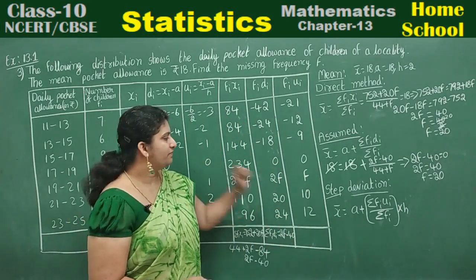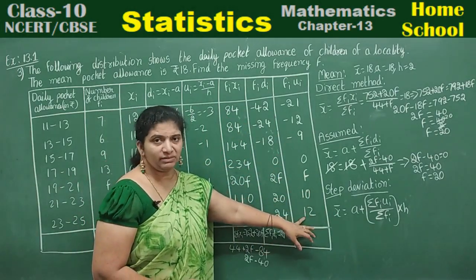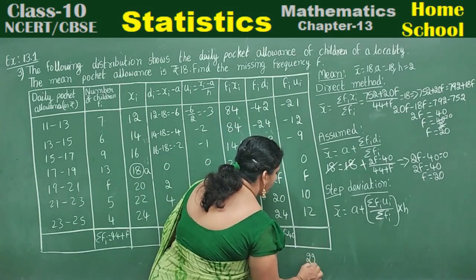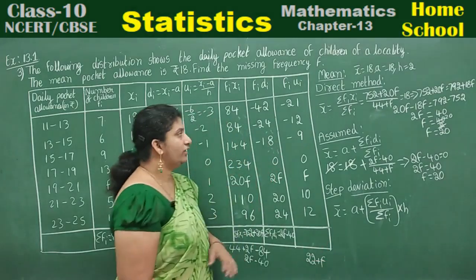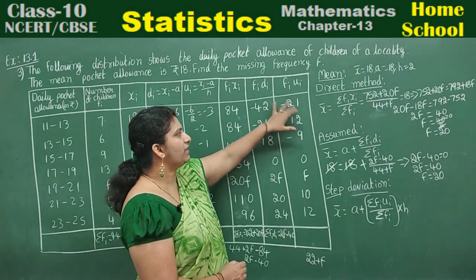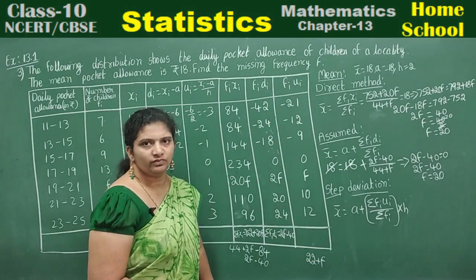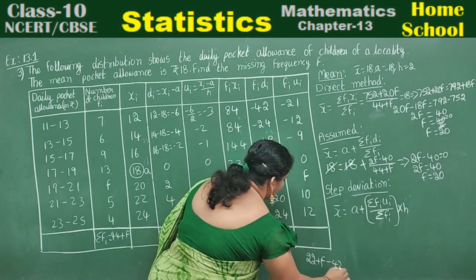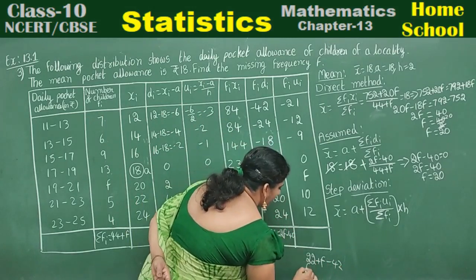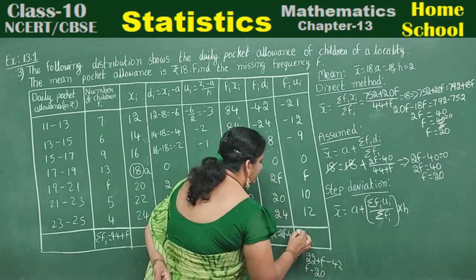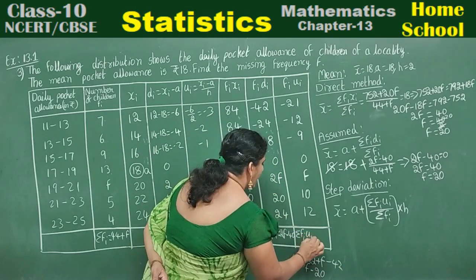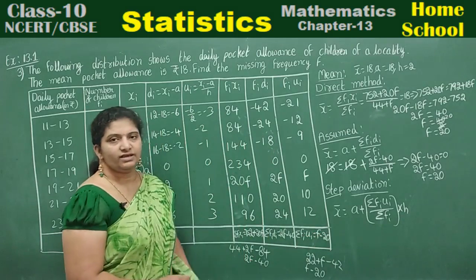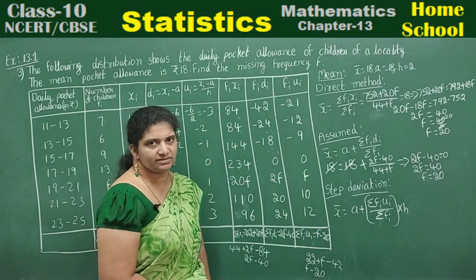Add all these. First 10 plus 12, it will be 22. 22 plus f, you write aside. Now add all this. What it will be? 42. Yes. Minus 42. Minus 42 plus 22, it will be f minus 20. Summation fi ui is equal to f minus 20 is the sum of fi ui's.